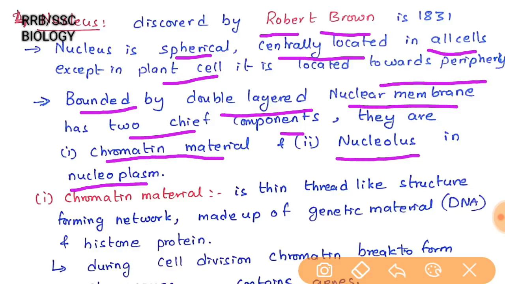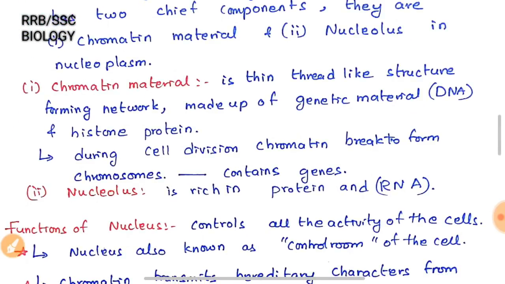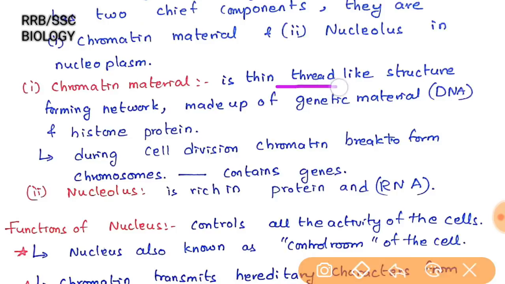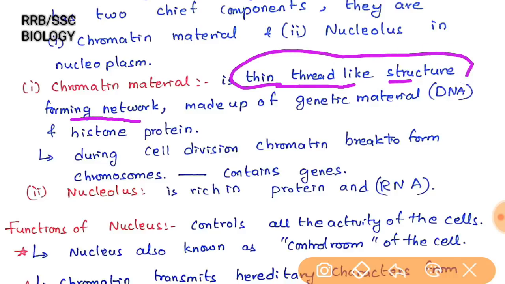What is chromatin material? It is a thin thread-like structure forming a network, okay, friends, which is made up of thin thread-like structures, friends. And it is made up of genetic material, that is DNA. Chromatin material has DNA. What is DNA? Deoxyribonucleic acid, friends, and histone protein. So chromatin material is made up of genetic material, that is DNA, deoxyribonucleic acid, and histone protein.